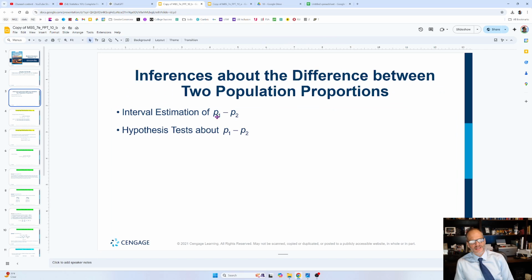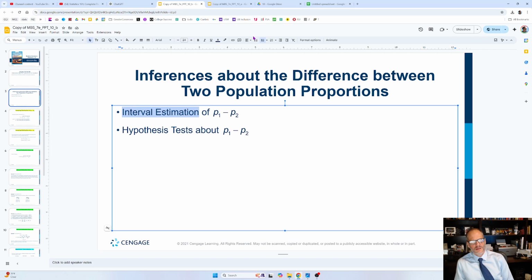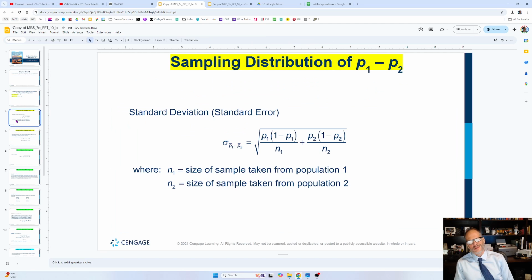So there'll be interval estimation, proportion 1 minus proportion 2 for population 1 and 2, and hypothesis tests about the difference between proportion 1 and proportion 2. So inferences about the difference between 2 population proportions: interval estimation and hypothesis tests. And here I might highlight that for you, right? Interval estimation, and then also hypothesis tests.